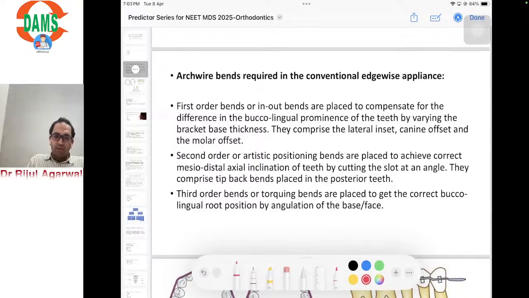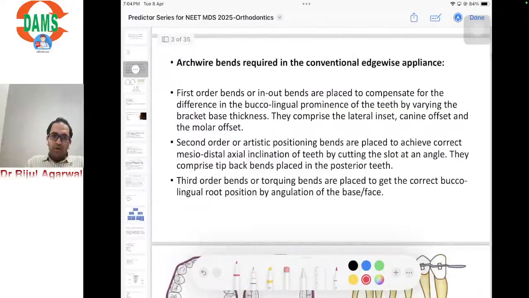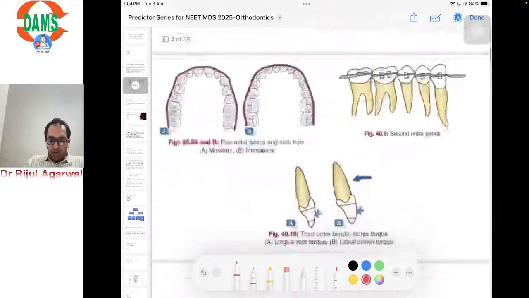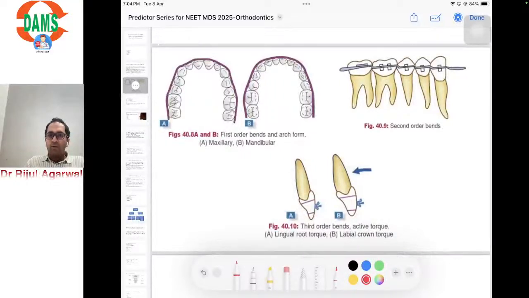It's a very important topic. Hardly an exam has passed in which a question has not come, either in image based form or a theoretical form. So these are the first, second, third order. First order are in and out bends to compensate the buccolingual thickness of the teeth. They comprise the lateral inset, offset and molar offset. Second order are artistic positioning bends, given to correct the mesiodistal axial inclination of the teeth by cutting the slots at an angle. And third order are torquing bends. Image based, they are represented as follows: first order, second and third.